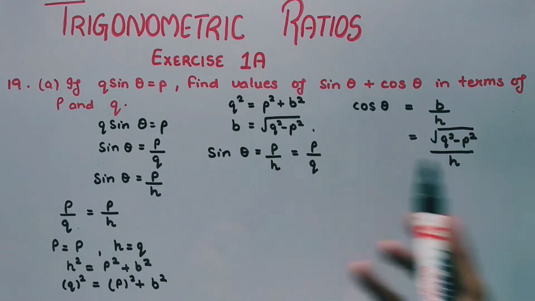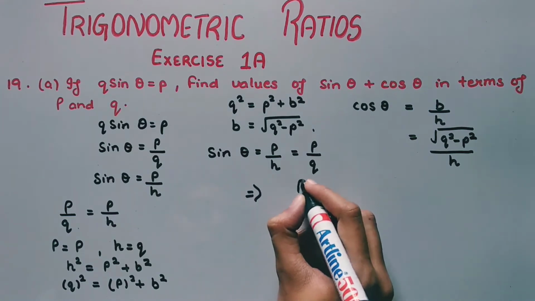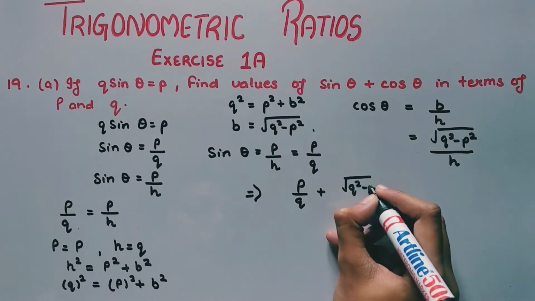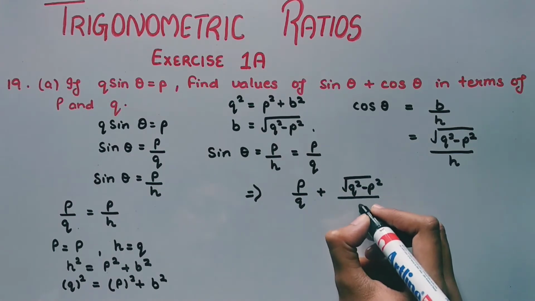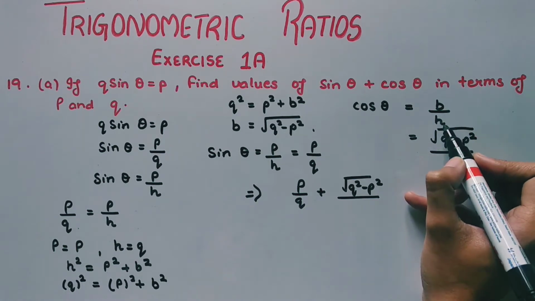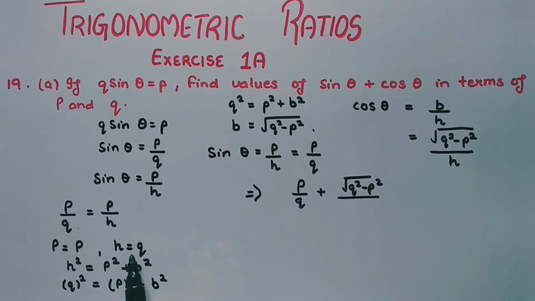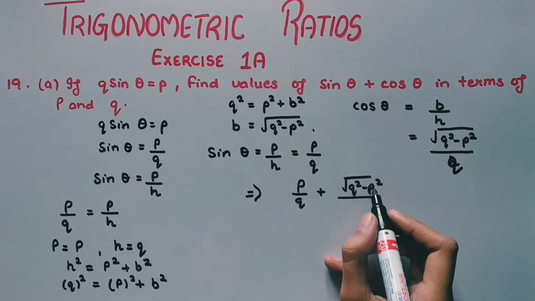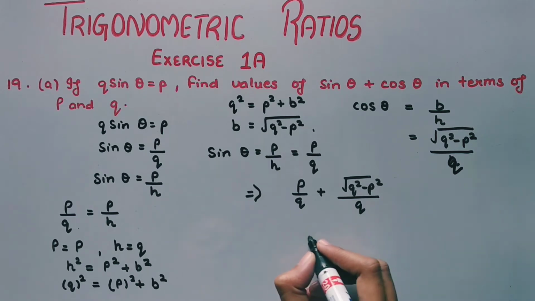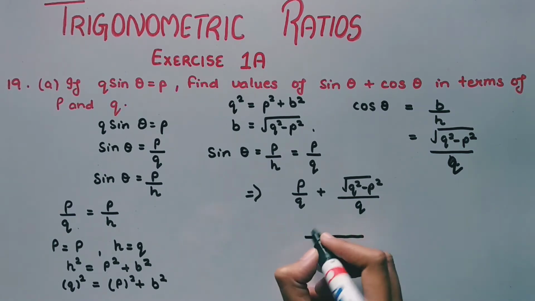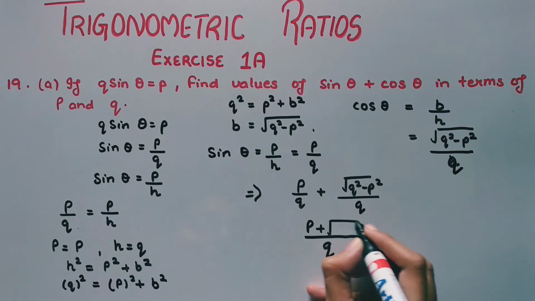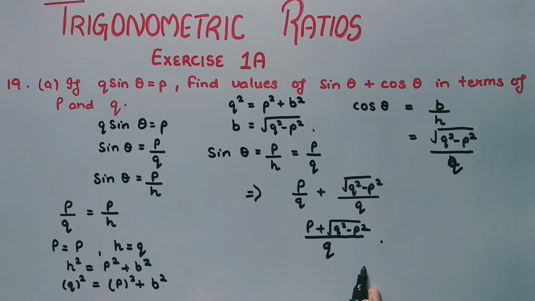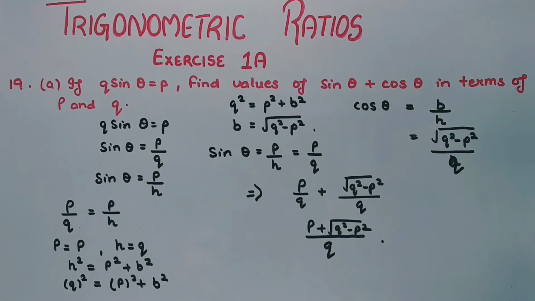Means we will add both these terms, that is P divided by Q plus under root Q square minus P square divided by, here we have base upon hypotenuse, but the value of hypotenuse we have is Q, hence this is under root Q square minus P square divided by Q. LCM is Q and we have P plus under root Q square minus P square, hence this is our value of sine theta plus cos theta.